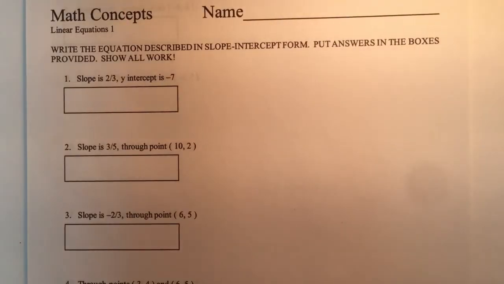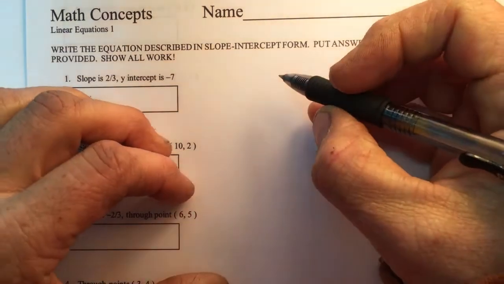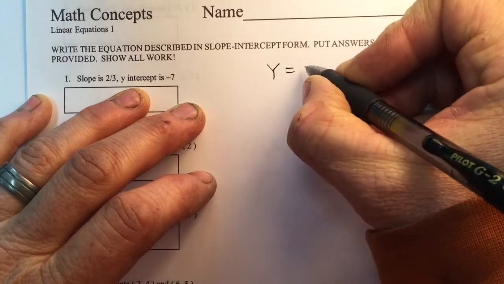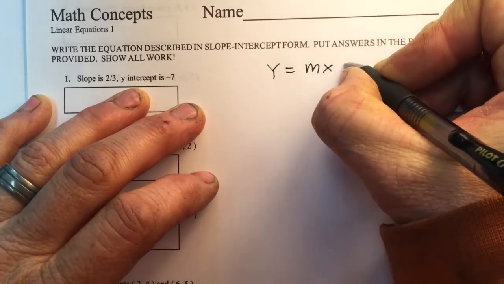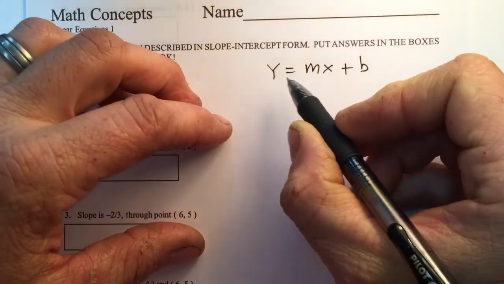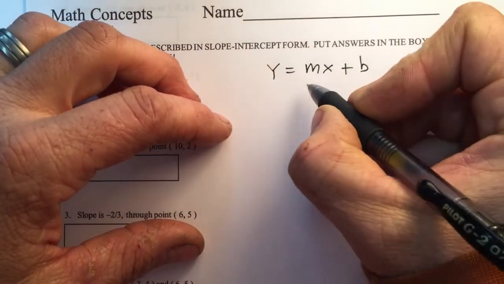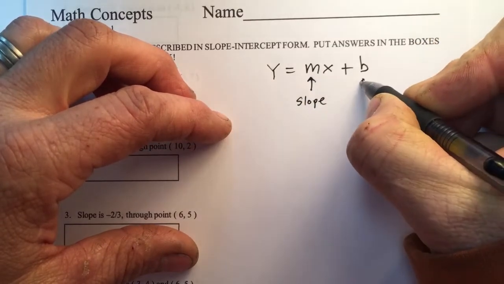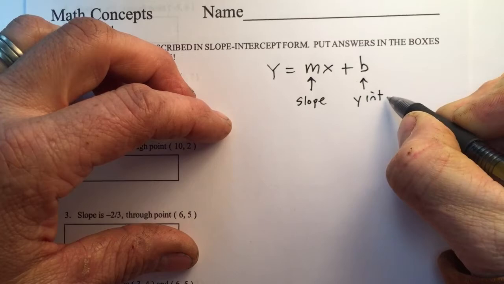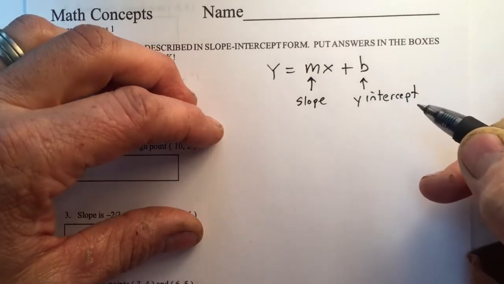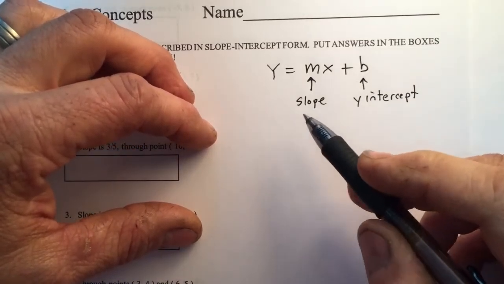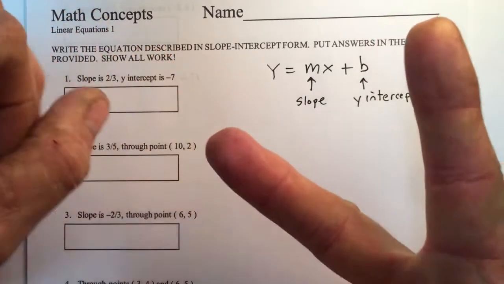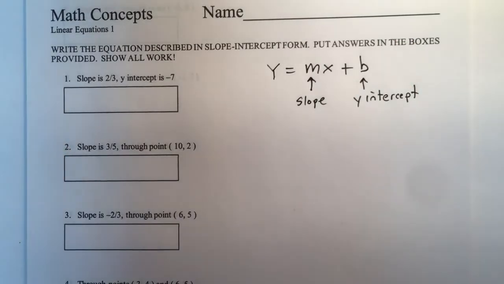We got linear equations, and this is the standard form right here. This is called the slope-intercept form. y equals mx plus b, where x and y are your variables, but m right here is your slope, and b is your y-intercept. You have to have your slope and your y-intercept to have your equation. If you have just those two things, then you can make your equation a line.